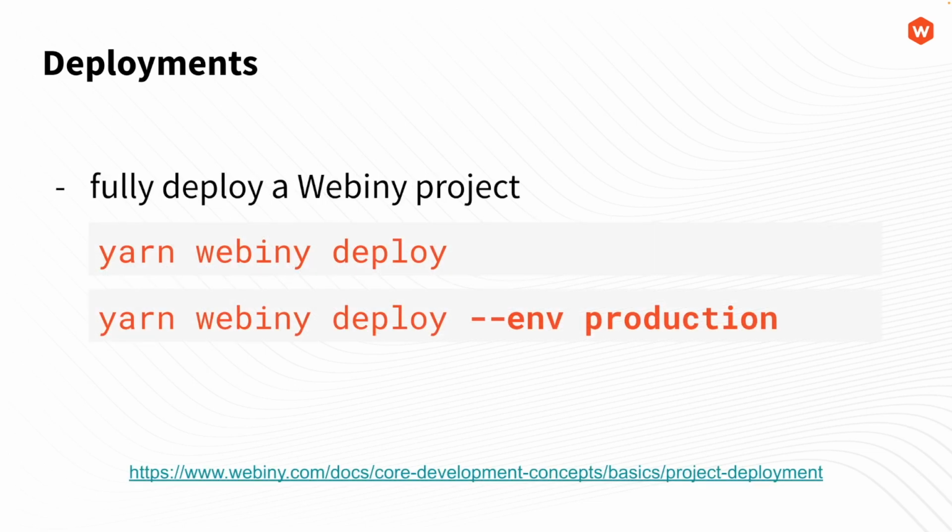To fully deploy our project, we are using the yarn webiny deploy command as seen in the first example. Note that this command will deploy our project into the dev environment, which is the default one. But of course that can be changed. So in the second example, we are providing production as the name of the environment.